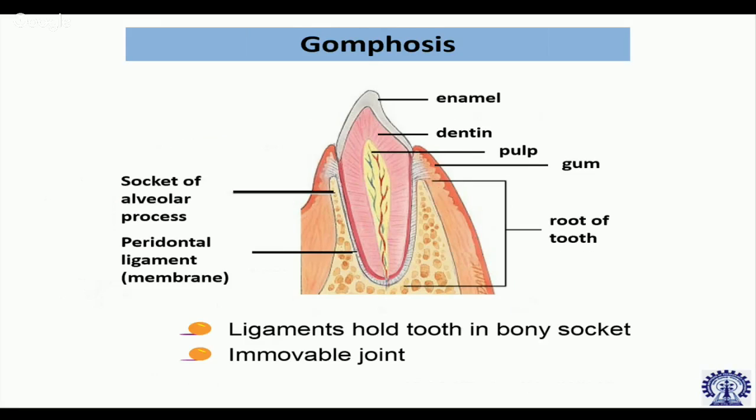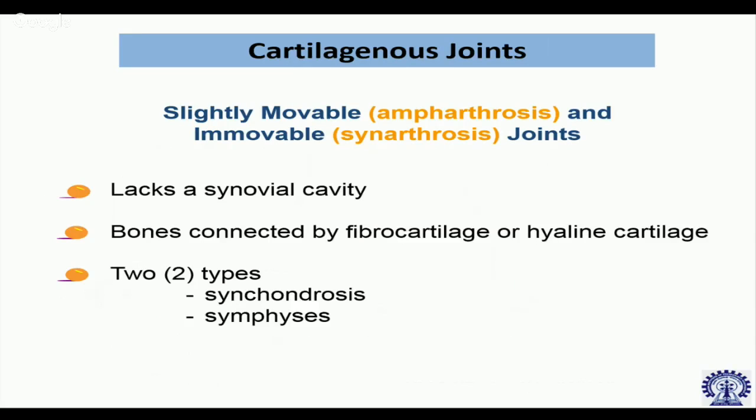Next we have the gomphosis. Let us consider the tooth. Ligaments hold the tooth in the bony socket, and these are immovable joints. They hardly move. Cartilaginous joints include both slightly movable and immovable joints. They lack a synovial cavity. The bones are connected by fibrocartilage or hyaline cartilage. I will show you some examples of those types of joints later on.